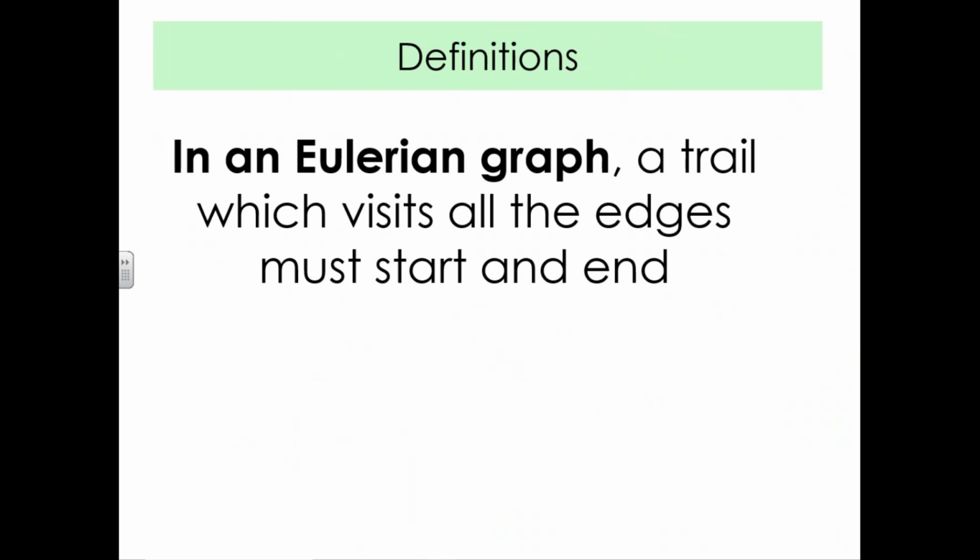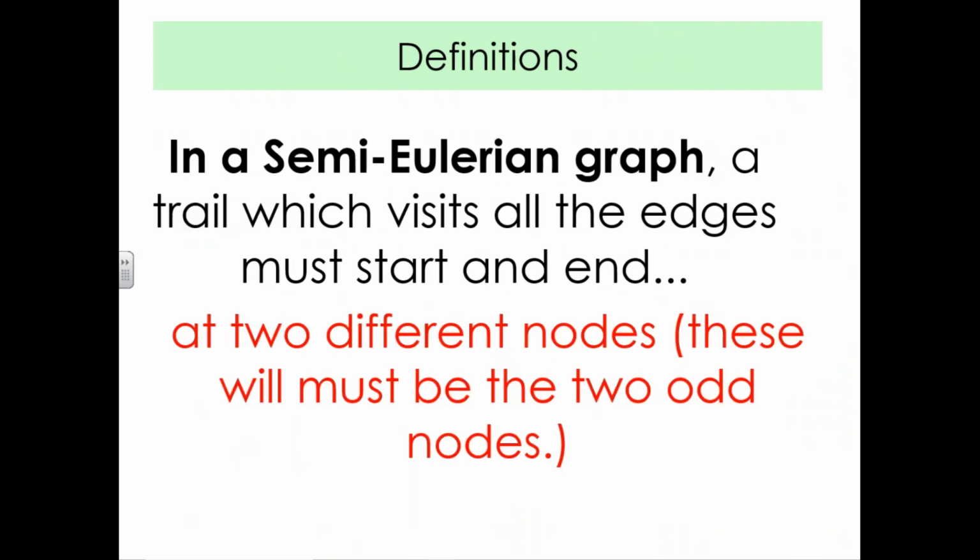So, in an Eulerian graph, a trail which visits all the edges must start and end in the same place. That's like the example one. Whereas in a semi-Eulerian graph, so that was like the third one, you have to start and end at different nodes, and they have to be the two odd nodes in your semi-Eulerian graph.